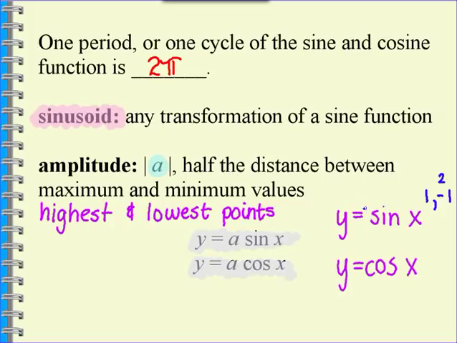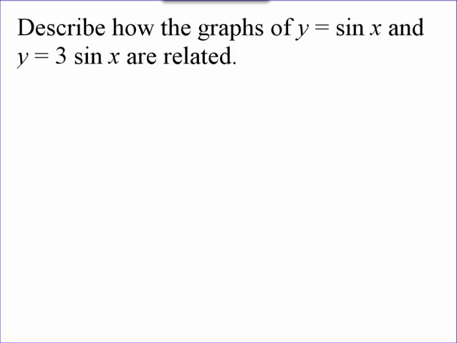And look at what number we have here. 1. Okay. So since there's not a number written there, it's implied to be 1. The amplitude of that very first function we looked at is 1. So let's go ahead and look at this. It says, describe how the graphs of y equals sine x and y equals 3 sine x are related. And so the first one we've already looked at, y equals sine x. So now what we're going to do is graph y equals 3 sine x.